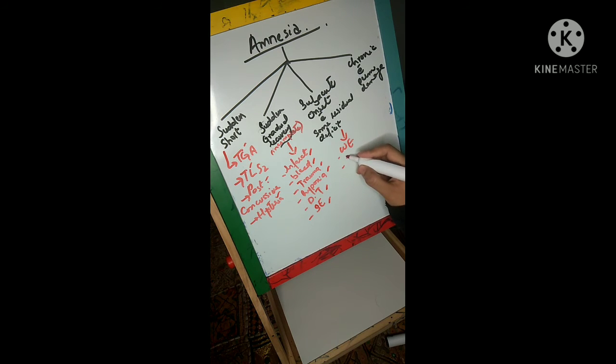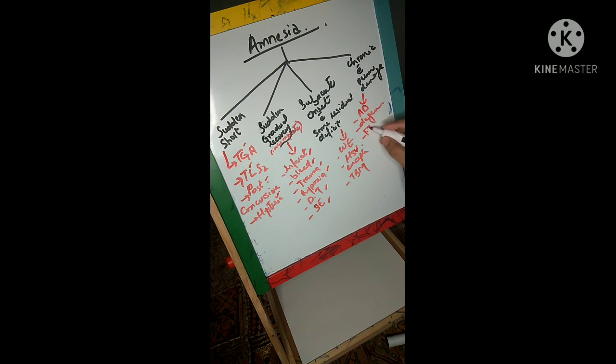The next is subacute onset with some residual deficit, and this residual deficit is mostly permanent. So Wernicke-Korsakoff syndrome, herpes encephalitis, and TBM, tuberculous meningitis. These are the examples. Next we have chronic.